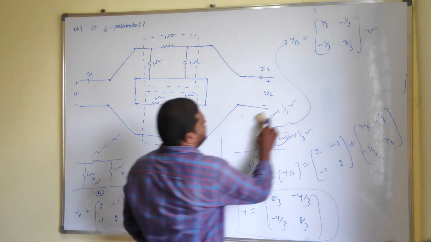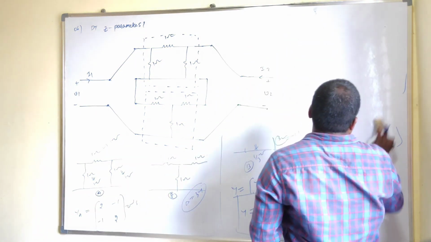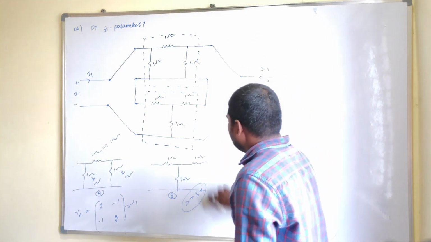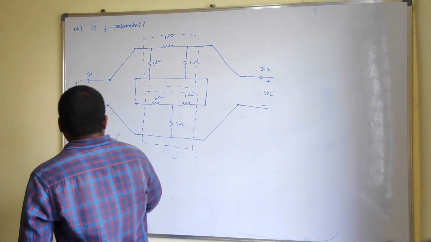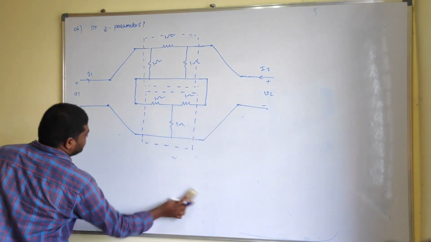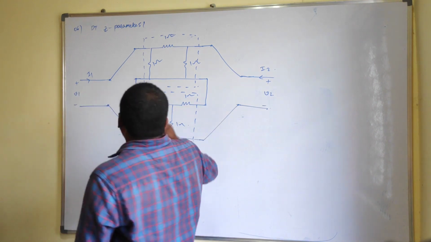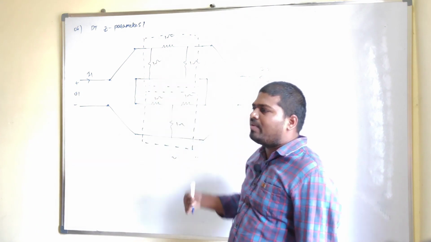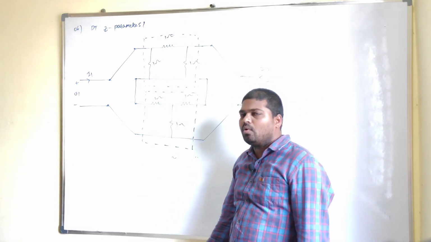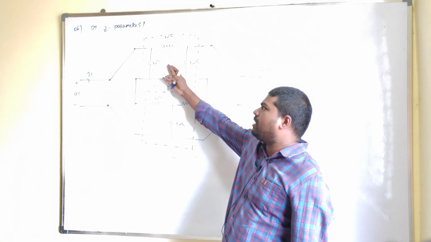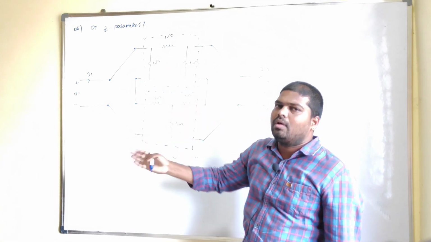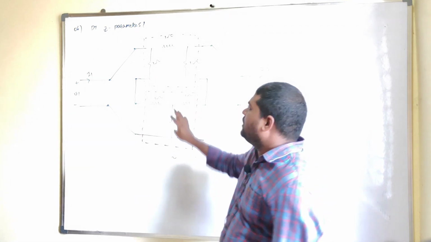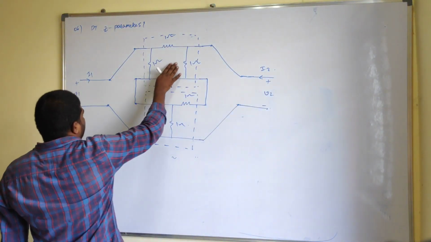Now here we have two networks, network A and network B. Network A is a pi model. In order to find the Z parameters, we need to go for the T model. The given model is pi, so we need to convert it to a T model. From that T model, we can directly write the Z parameters. So first, I will take the first network.